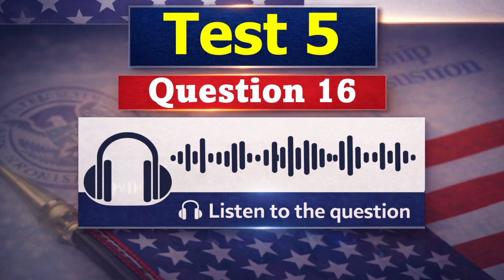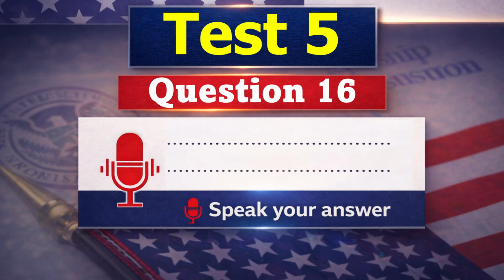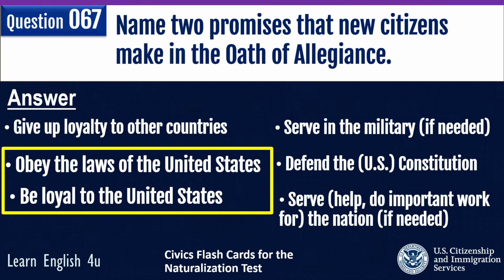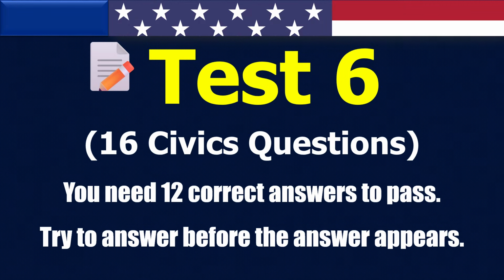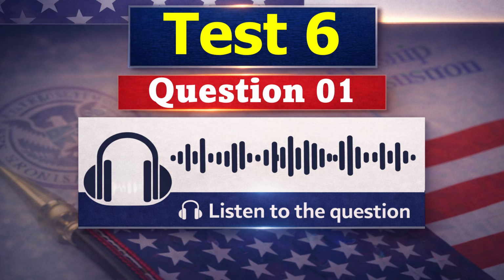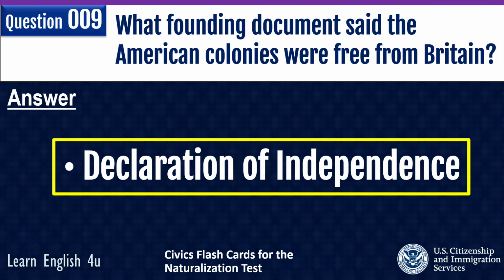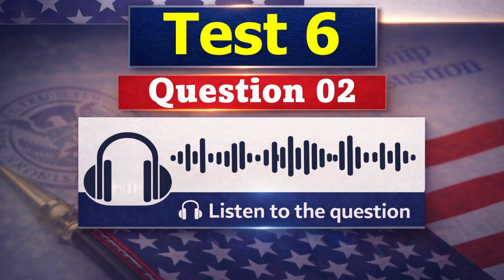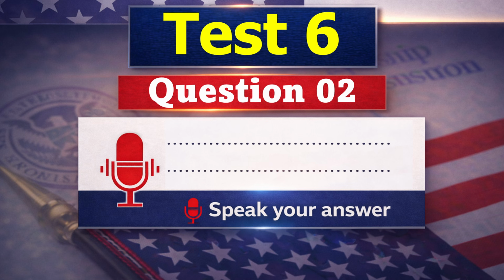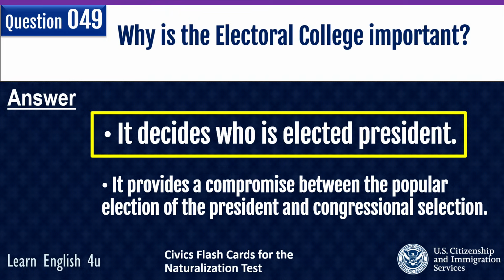Name two promises that new citizens make in the Oath of Allegiance. Obey the laws of the United States. Be loyal to the United States. What founding document said the American colonies were free from Britain? Declaration of Independence. Why is the Electoral College important? It decides who is elected president.